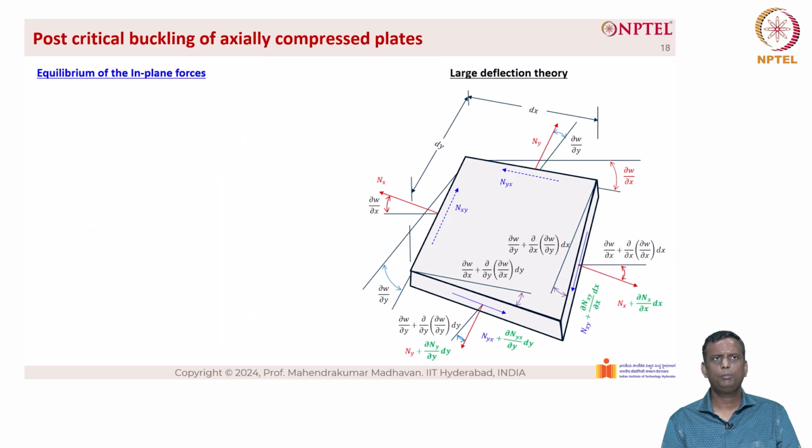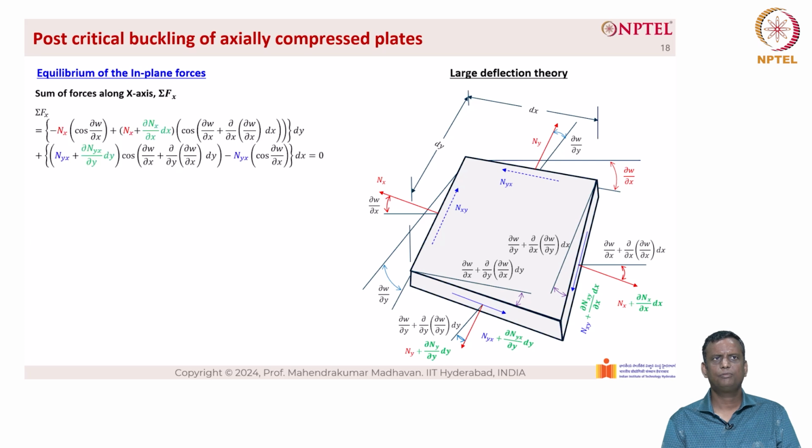Now let's take the equilibrium of the in-plane forces using the large deflection theory. So we have summation of forces along x-axis, which is sigma Fx, is equal to minus Nx into cos ∂w/∂x, which is on the left hand side, right? Minus is because it is actually acting opposite to the conventional direction that is chosen here. And then the next term is plus Nx plus ∂Nx/∂x into dy, which is the additional term represented in green color, into cos of ∂w/∂x plus ∂/∂x of ∂w/∂x into dx.